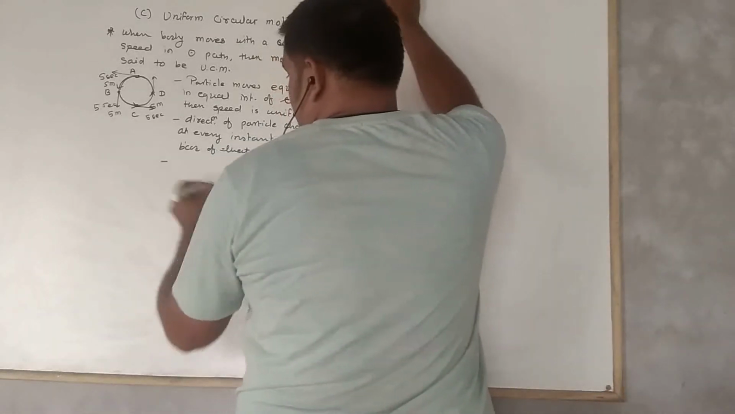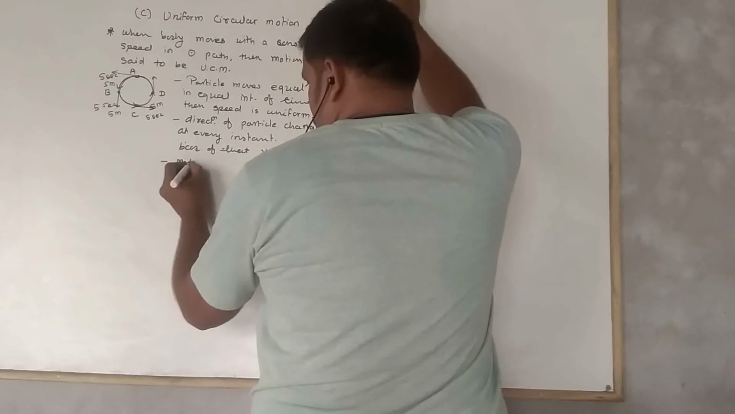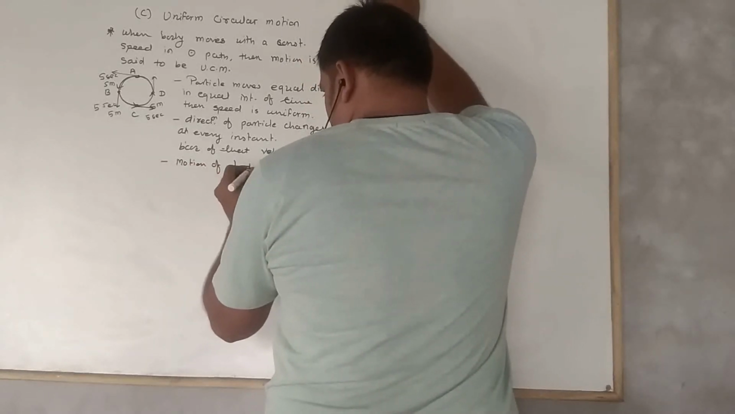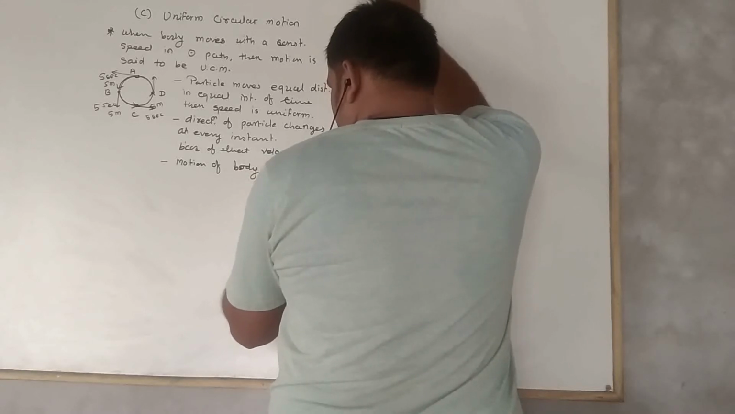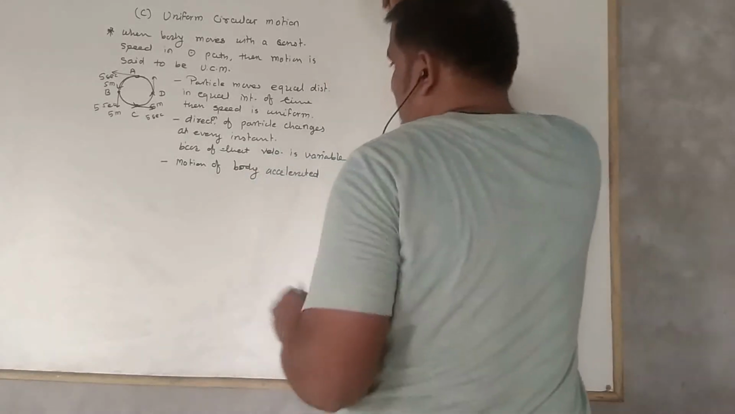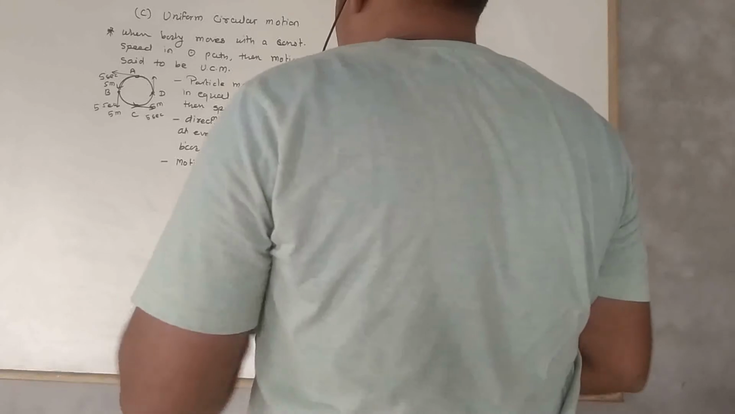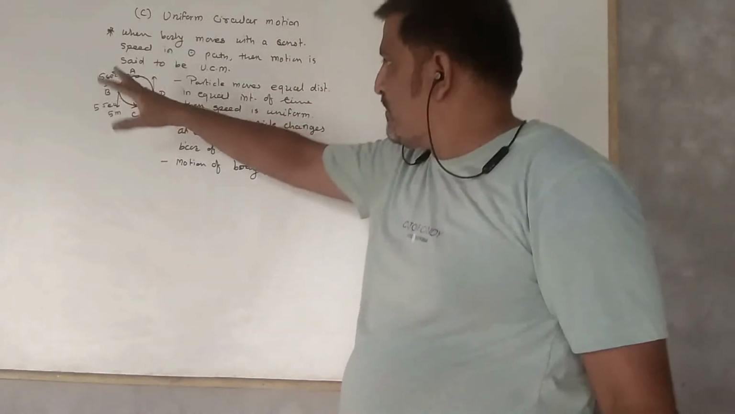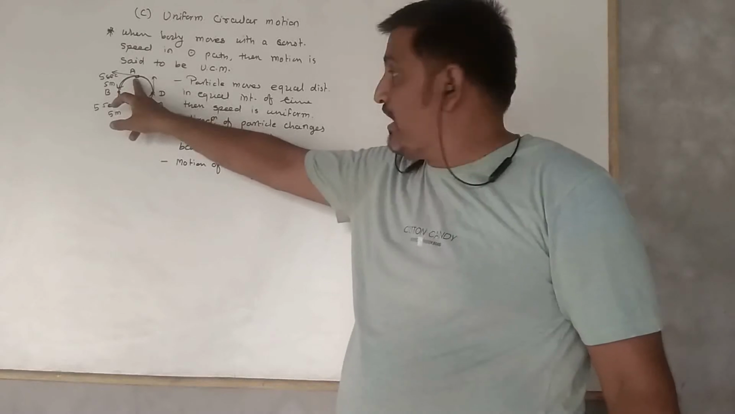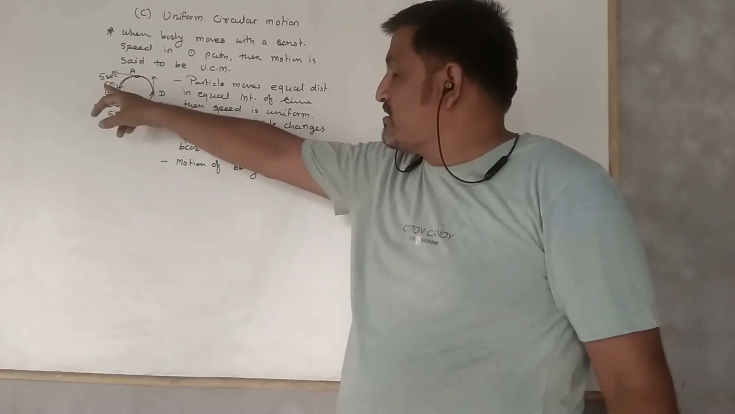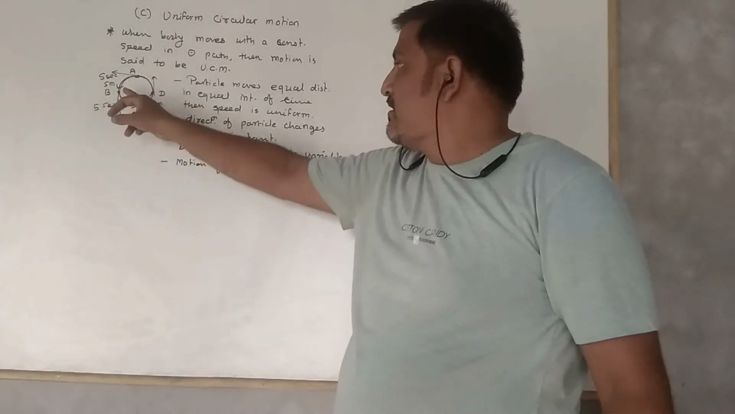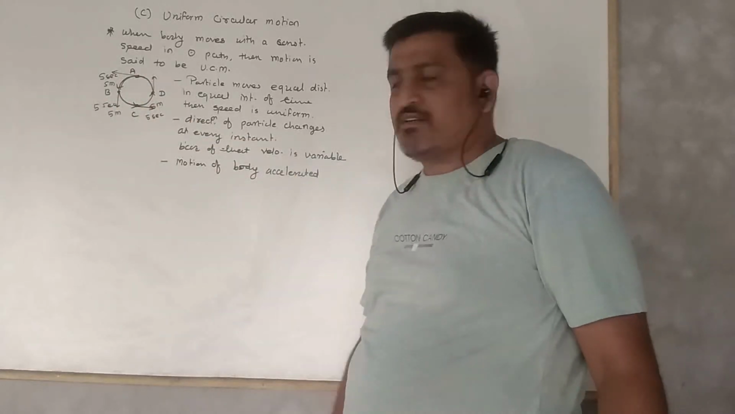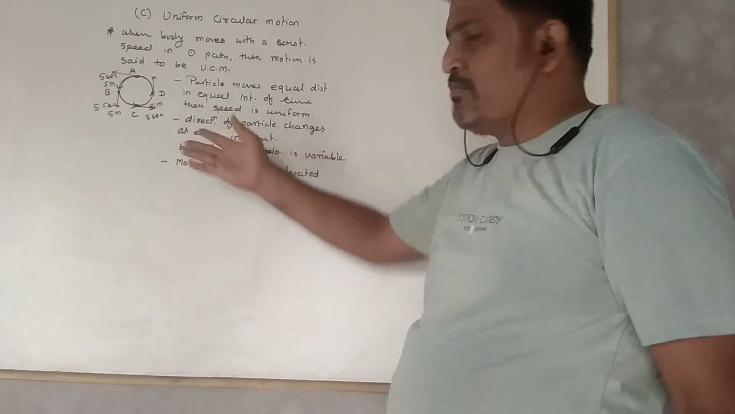And due to the variable velocity, the motion of such a body is accelerated. So this is an example where the body starts from point A, reaches B and covers 5 meters in 5 seconds. Then from B it reaches C and covers 5 meters in 5 seconds. Again from C to D, 5 meters in 5 seconds.